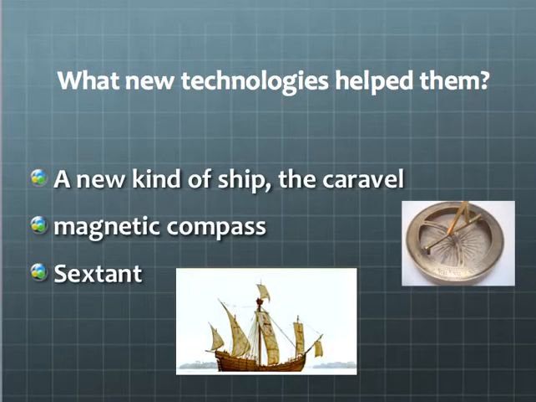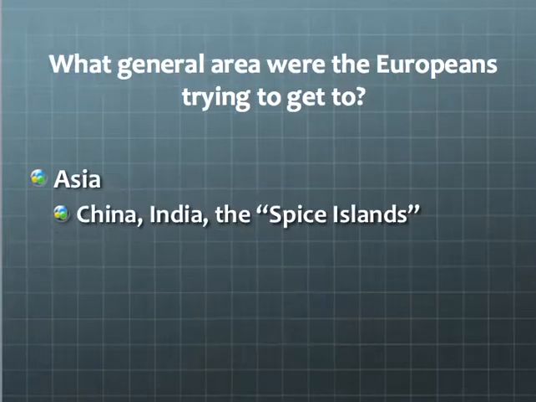What new technologies helped them? A new kind of ship called the Caravel, the magnetic compass, and the sextant, which is going to help them measure the horizon and some other things to help them navigate the ocean.